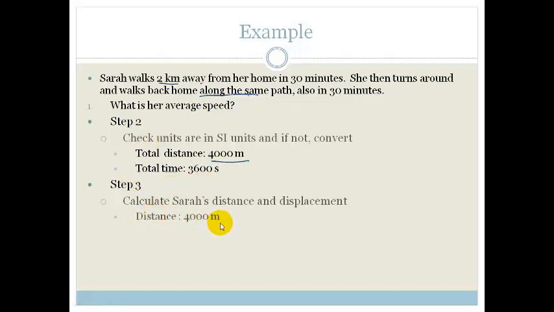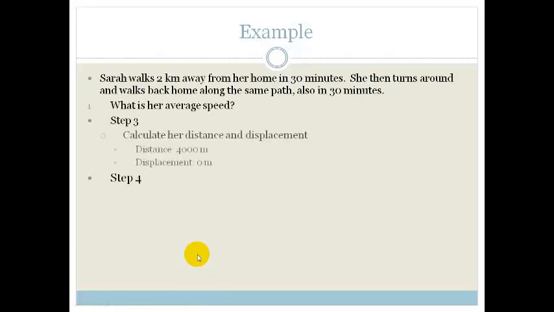But what is her displacement? Do you see that she traveled 2 kilometers, if we draw it with a vector diagram, this way, or 2,000 meters, and then she traveled back exactly the same path to get back home at 2 kilometers. So there is no difference from where she started to where she ended, which means her displacement is 0. Her displacement is 0.